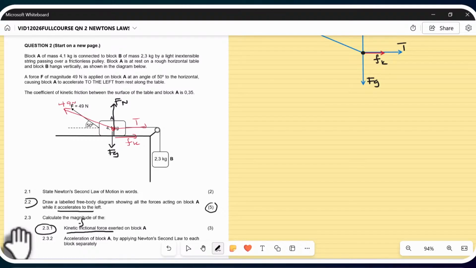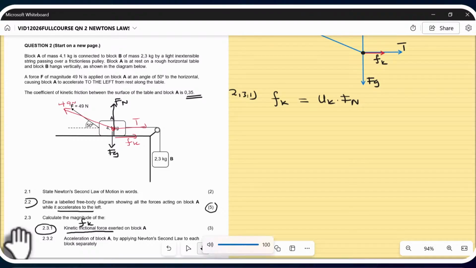To get our kinetic frictional force on block A, it depends on the given information. If I know the coefficient, like in this case, then I'm going to use, so this is 2.1, I'm going to use the kinetic frictional force Fk equals the coefficient of kinetic friction times the normal force. So once I get the normal force, I just substitute here and I get my kinetic frictional force. Hope we are together, okay? So from here, however, if I don't have the coefficient, then I'm going to be having the bodies in motion, all having the tension.